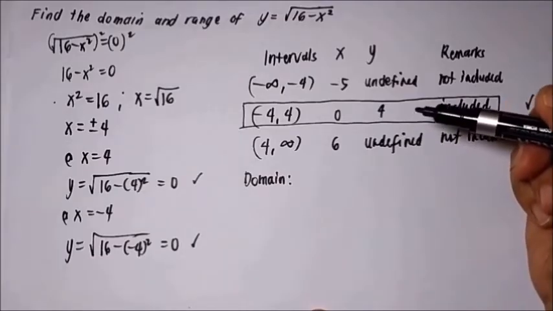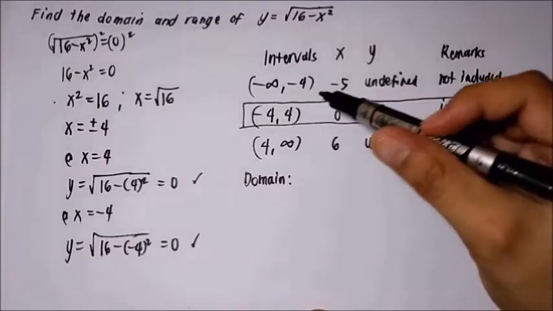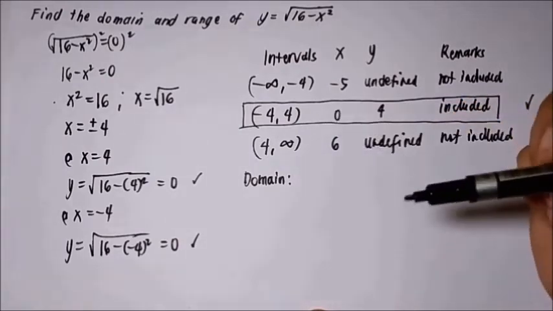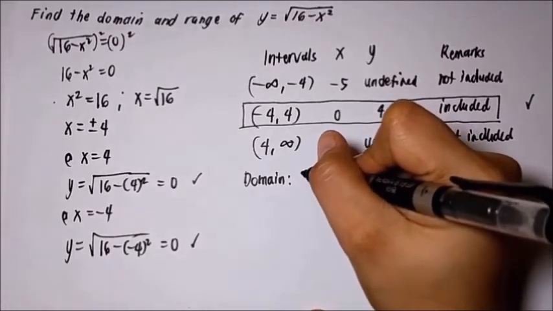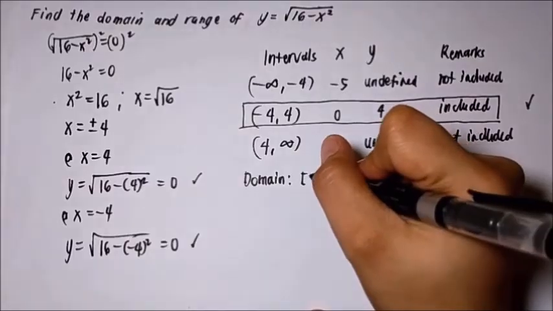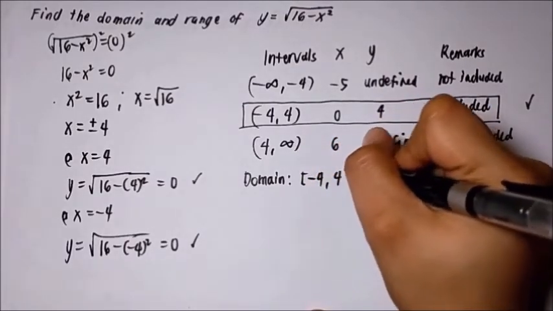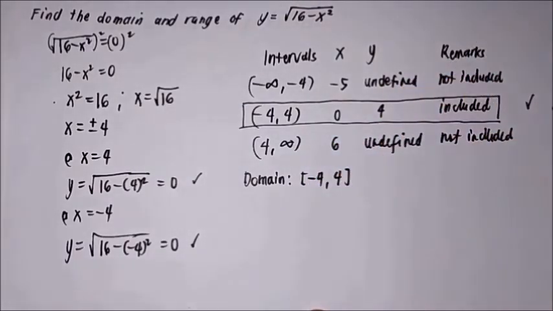So what would now be our value? So it would just be in this given. Okay, so what would be our interval now? So what would be our domain? The domain now would be from negative 4 to positive 4. Then we will be using square brackets because they are included.